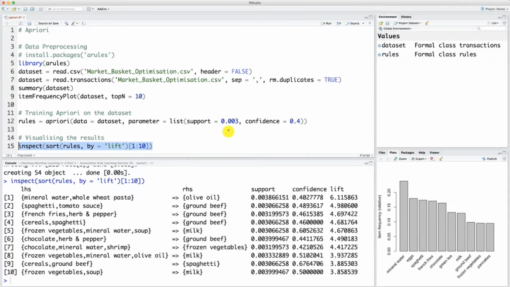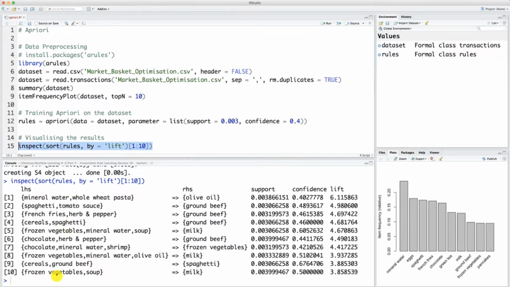And here we go. Alright, that's the rules. As I told you, we get very explicit and clear rules. The first rule is, if people buy mineral water and whole wheat pasta, they will also buy olive oil in 40% of the cases. Then the second rule is, if people buy spaghetti and tomato sauce, they will also buy ground beef in 48% of the cases. Then if people buy French fries and herb and pepper, they will also buy ground beef in 46% of the cases. So that's how the rules work, that's how they are presented thanks to this package.